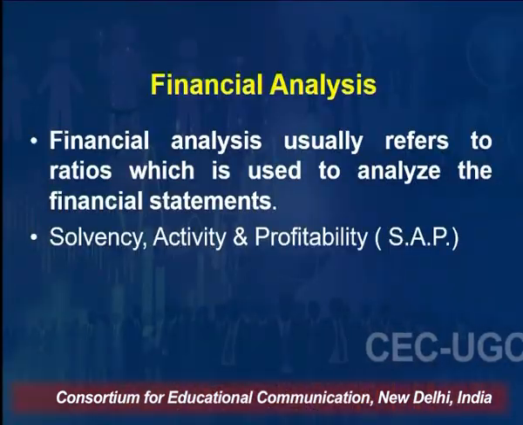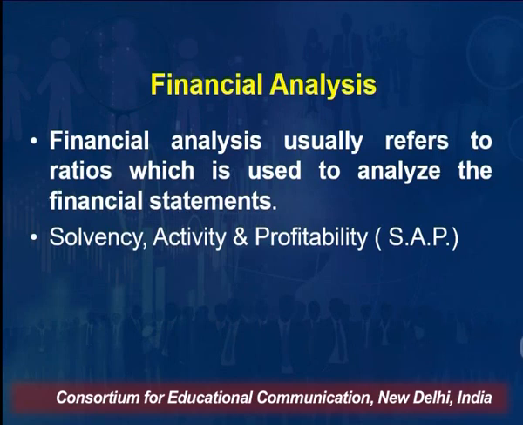So I'll first be telling you what we do in financial analysis and how it differs when we are shifting our course of analysis, our point of analysis, our perspective of analysis from analysis to analytics. In financial analysis, basically we refer to ratios which are used to analyze the financial statements, and very popularly we have 3 different heads for ratio analysis. One is solvency, another is activity, and third one is profitability.